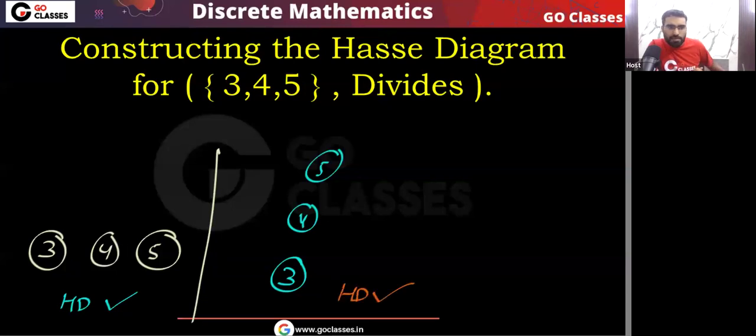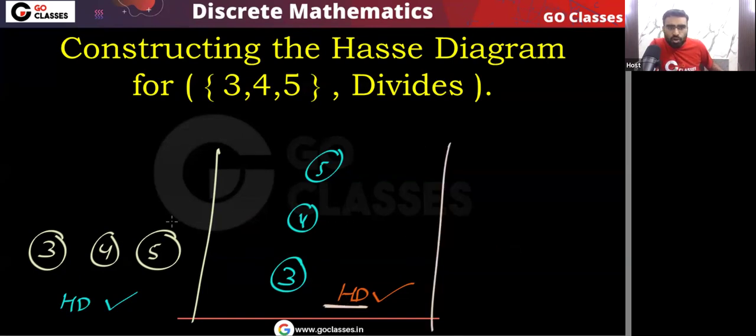Because in the hash diagram, remember, tell me, can I say 3 is related to 4 from here? No, no. Remember, in the hash diagram, 3 will be related to 4 if there is an upward path. From 3, can you go to 4? There is no upward path. So remember, this hash diagram is also correct.